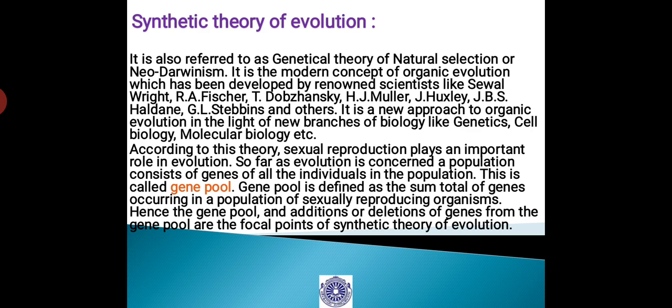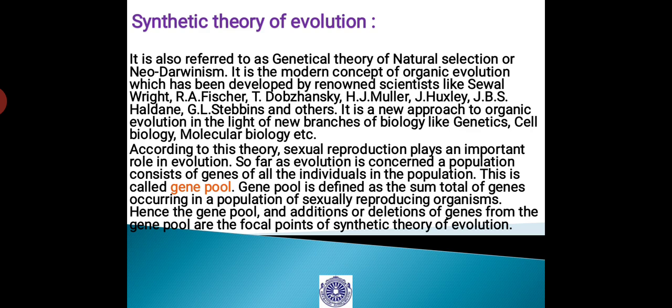And according to this theory, sexual reproduction plays an important role in evolution. As you know, during sexual reproduction there could be the appearance of a large number of variations when compared to asexual reproduction. That means during asexual reproduction the chances of production of variations are very less, but they are very high in sexual reproduction. Hence, sexual reproduction plays a very important role.